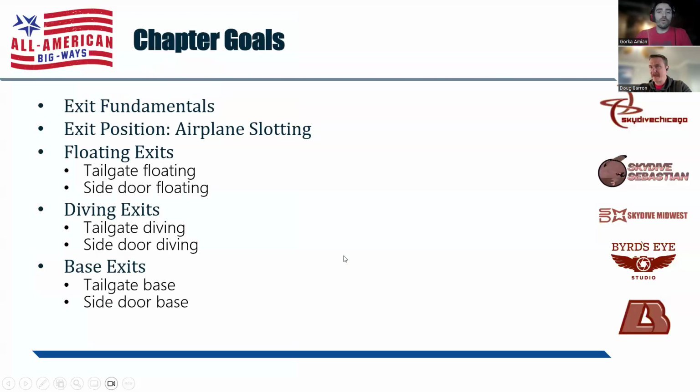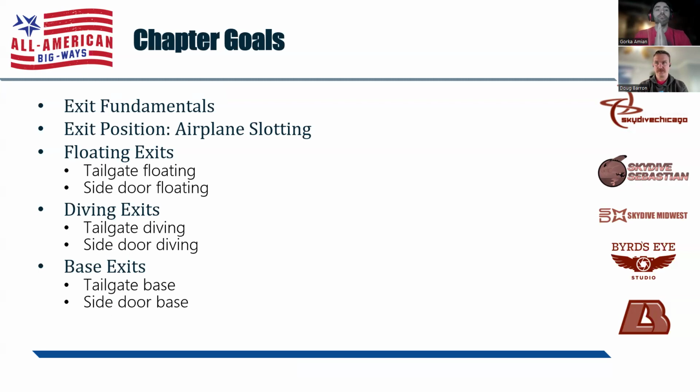Let's go over what we are going to be covering today. First, Doug is going to take us through airplane fundamentals and exit fundamentals, and what we need to keep in mind. What are the most important things we need to keep in mind every time we exit the plane, no matter the slot and no matter the plane? Second, we're going to go into our plane slotting. We had started introducing the concept of nomenclature of different slots and different planes in the prior chapter, and we're going to dive a little deeper into that.